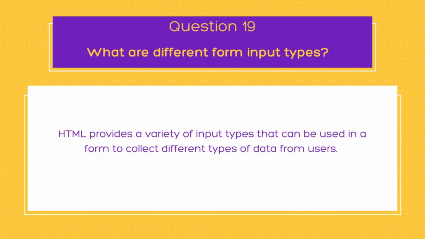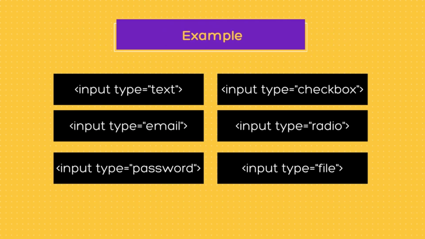What are different form input types? HTML provides a variety of input types that can be used in a form to collect different types of data from users. Some of the most commonly used input types are text input, used for single line text input such as names or addresses. Email input, used for email addresses and has built in validation to ensure that the input is a valid email address. Password input, used for passwords, and the input is masked to hide the entered characters.